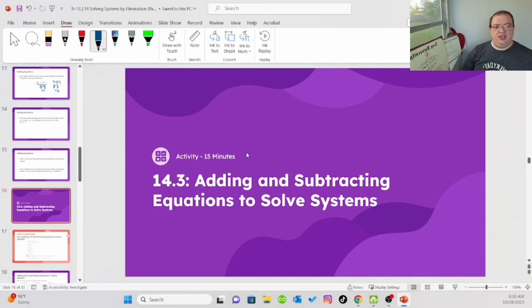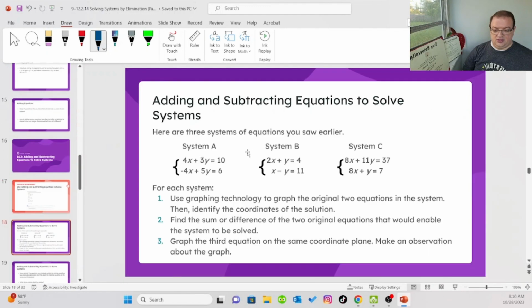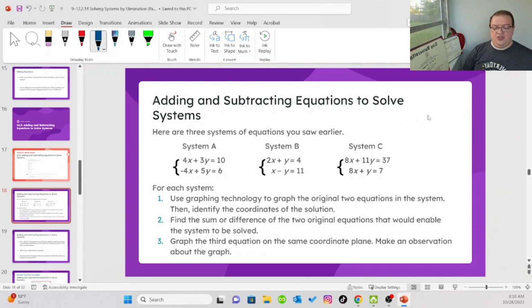So our next activity is 14.3, adding and subtracting equations to solve systems. Here are three systems of equations you saw earlier. For each system, use graphing technology to graph the original two equations in the system, then identify the coordinates of the solution. Find the sum or difference of the two original equations that would enable the system to be solved. Graph the third equation on the same coordinate plane. Make an observation about the graph.